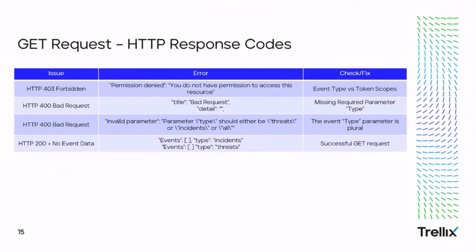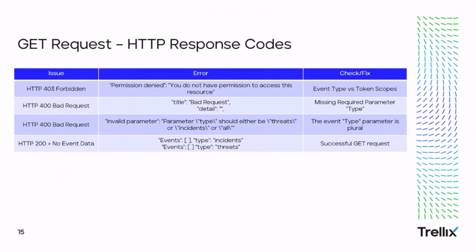Any number of issues with syntax of the GET request could result in an HTTP 400 bad request error. Most commonly, what we see on the support side are that these are caused by failing to include the type parameter in the request at all. This is a mandatory parameter, so it does need to be included.